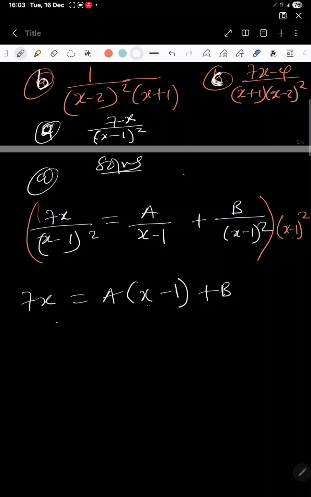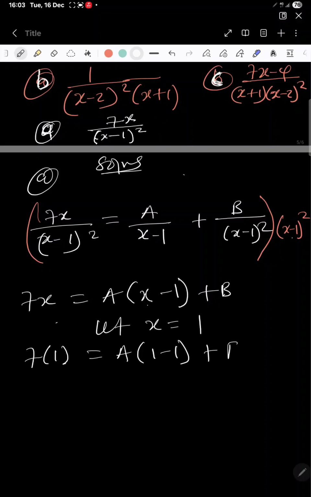Or, let's use the same one which we've already used on top. We're going to say let x be equal to 1, so that the part for a goes. So that means we have 7 times 1 is equal to a open 1 minus 1 plus b. Then this part for a will go because we are going to get a 0, and therefore our b is going to be 7.